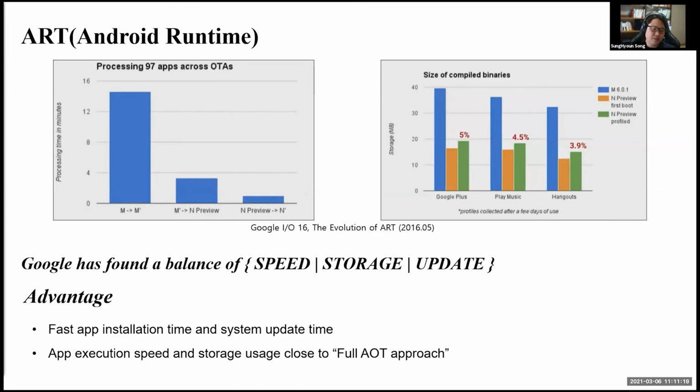It seems we found the perfect balance between app speed, storage usage, and update time. However, sadly, this method turned out to bring another problem. So, what's the problem here?